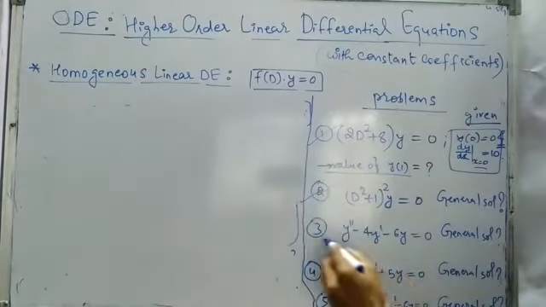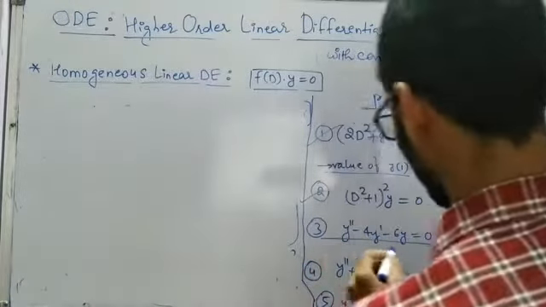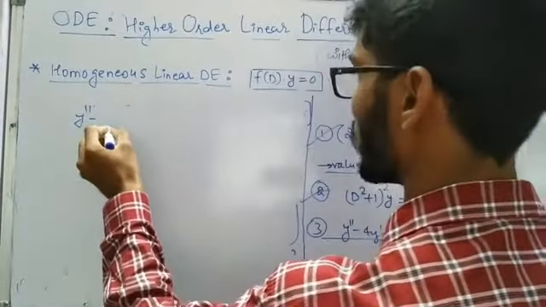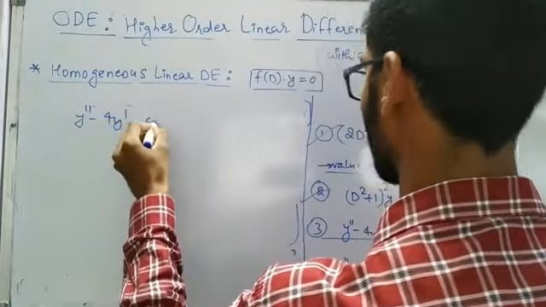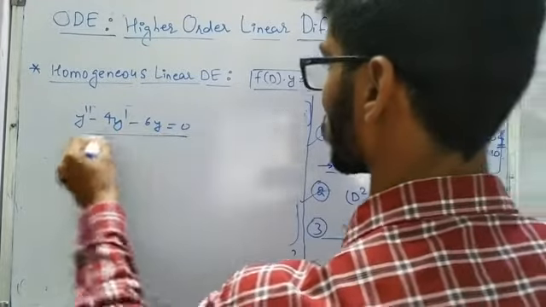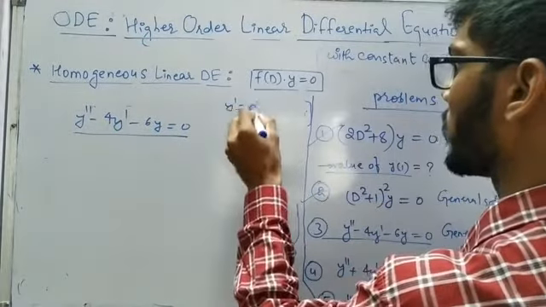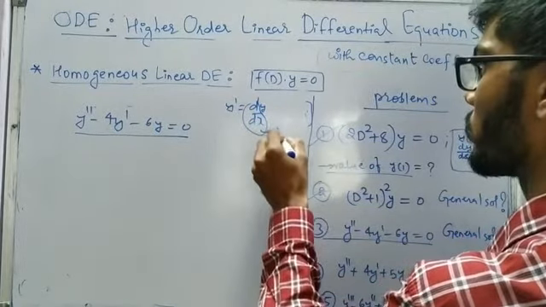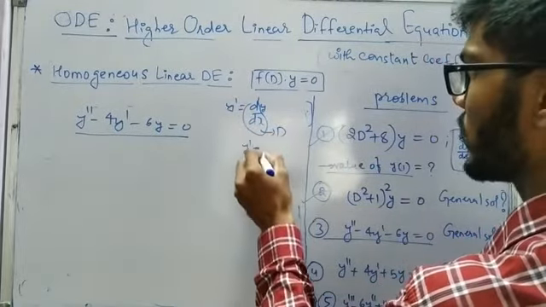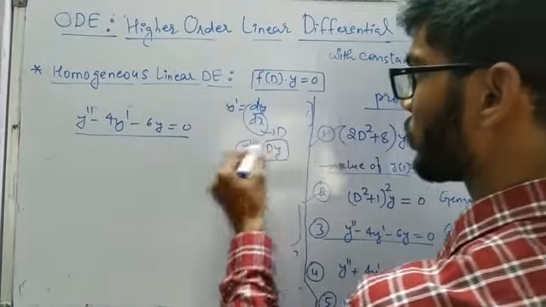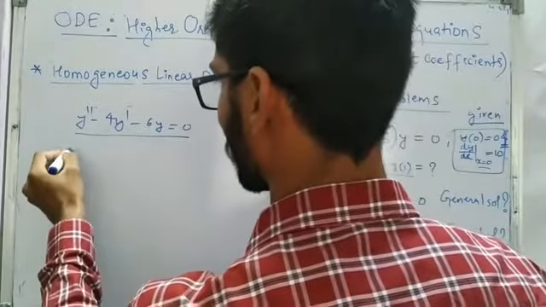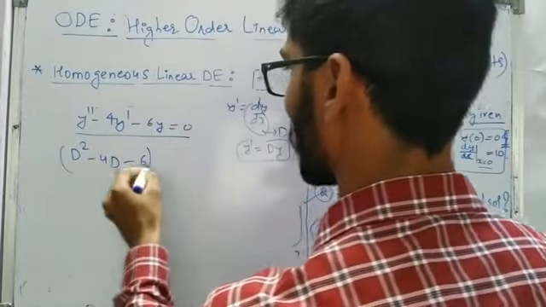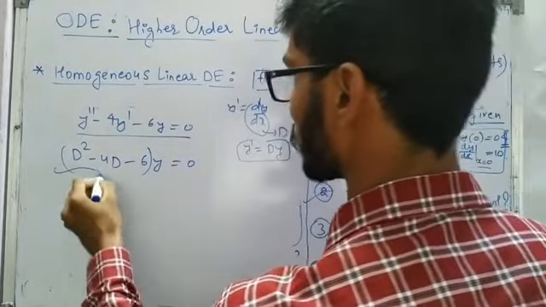Okay, so the third one, as I said, is not given in terms of D, right? We have the equation y'' - 4y' - 6y = 0. What we have to do: y' is nothing but dy/dx, so in that d/dx we have to put capital D. So y' we can write as Dy. First we have to get the function of D. So (D² - 4D - 6) and y I am taking out. So this is going to be f(D).